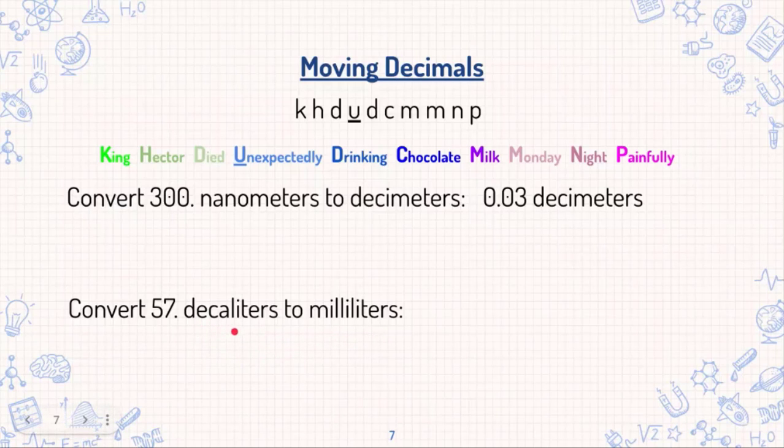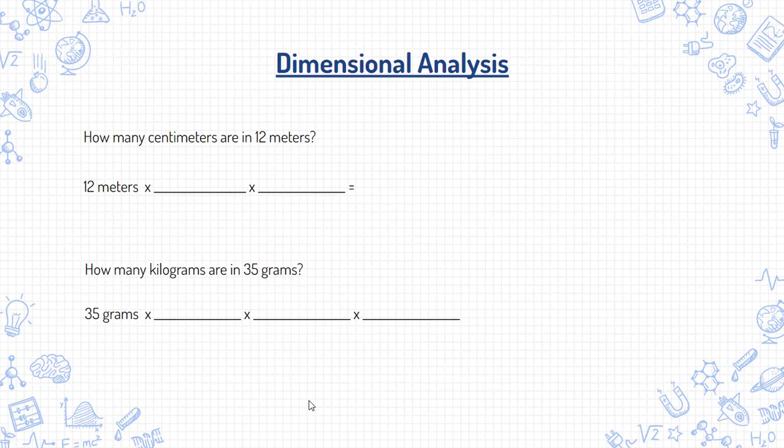The second problem is convert 57 decaliters to milliliters. So decaliter starts with a D, which is died, and milliliter starts with an M, which is milk right here. So we have to move the decimal 1, 2, 3, 4 times to the right this time, which would be 5,700,000 milliliters.